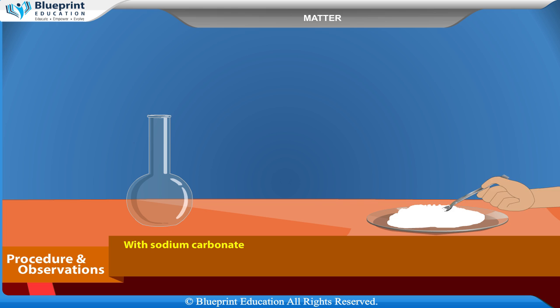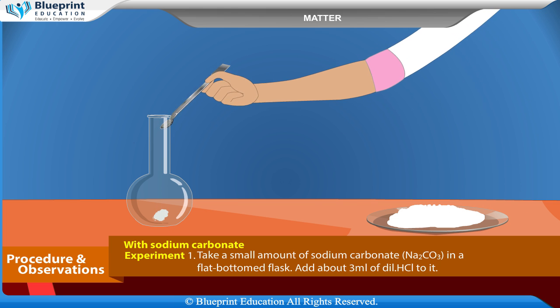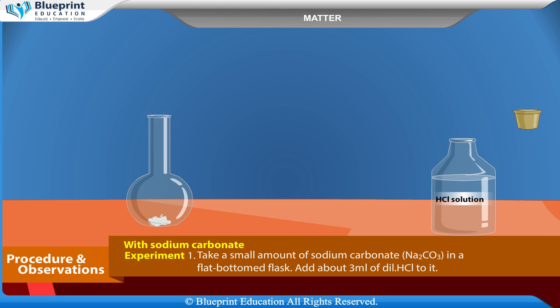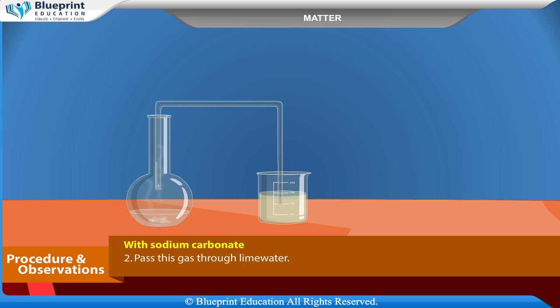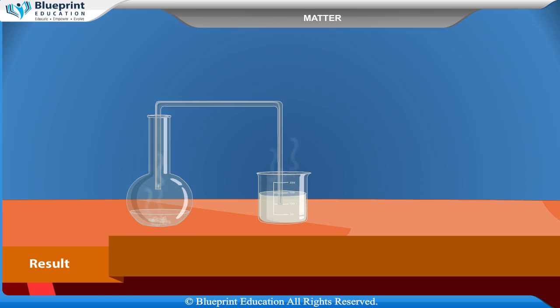With sodium carbonate. Experiment: take a small amount of sodium carbonate Na2CO3 in a flat-bottomed flask. Add about 3 ml of dilute HCl to it. Observation: CO2 is produced with effervescence, a rapid evolution of gas. Pass this gas through lime water. Lime water turns milky. Inference: the gas produced is CO2.